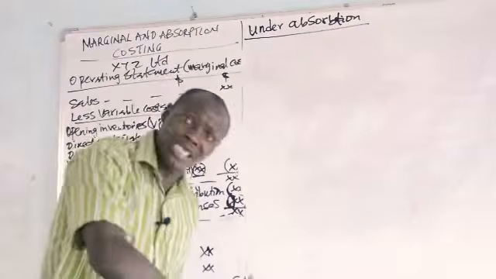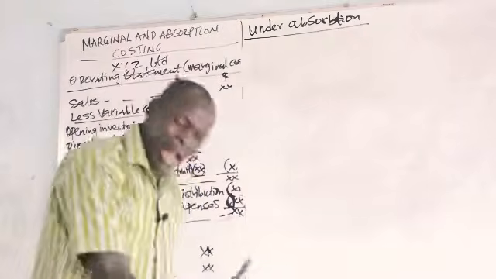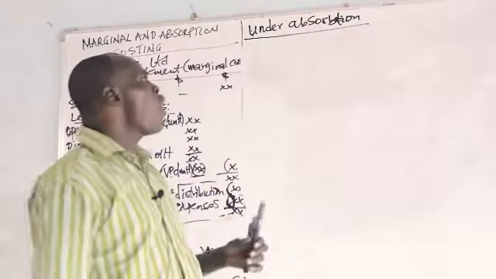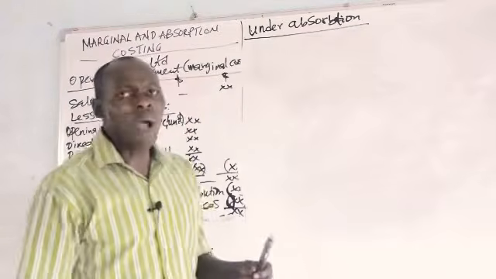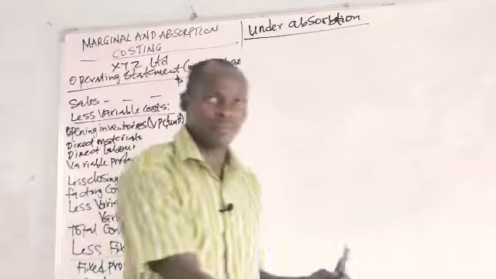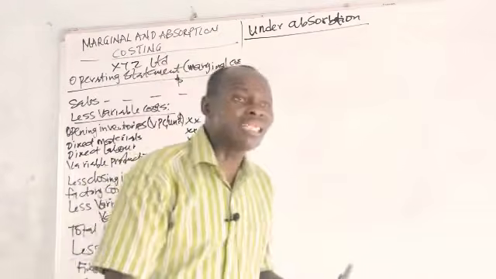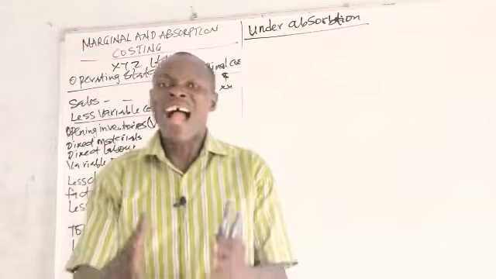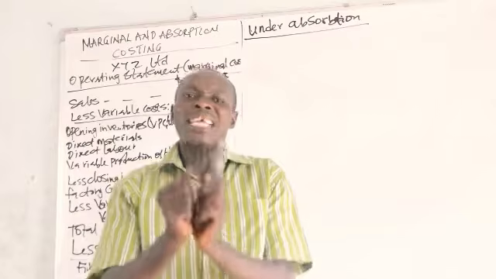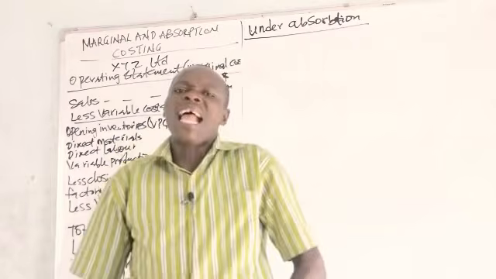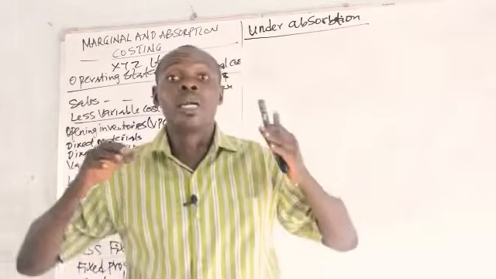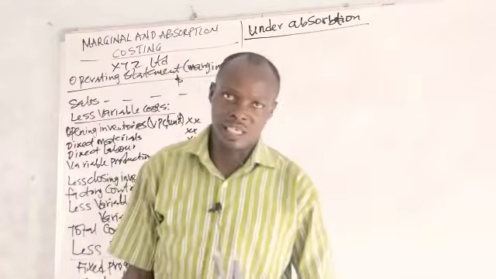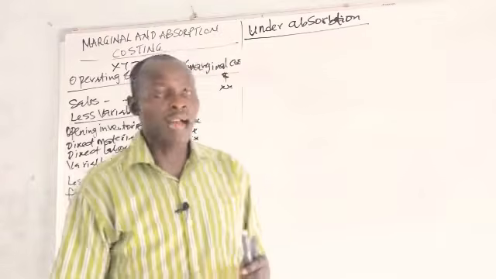The one absorbed is less than the actual. That is under absorption. Over absorption is when the overheads absorbed is greater than the actual overheads incurred. Overheads absorbed, overheads chargeable to the product, overheads you charge to the product is greater than the actual amount of overheads incurred. That is over absorption.